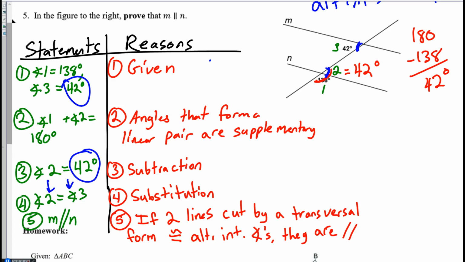That is enough to prove that the lines are parallel. So what I said is my reason is that if two lines are cut by a transversal and form alternate interior angles that are congruent, then they are parallel. So if you have congruent alternate interior angles, then they are parallel. And the relationship works both ways.